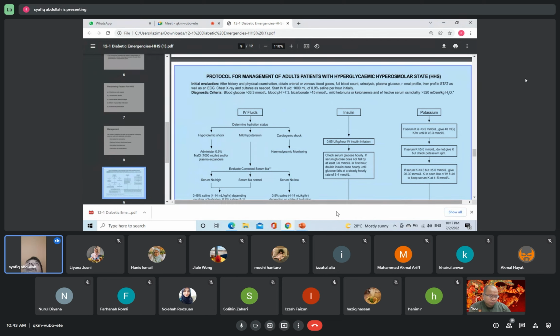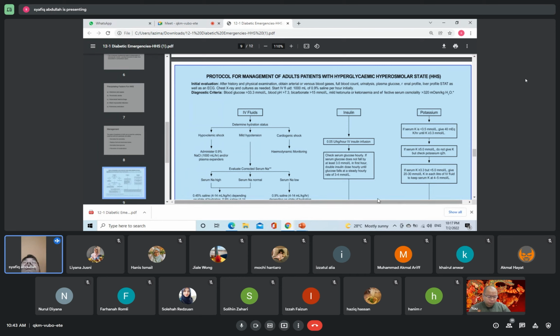This one is the diagnostic criteria, sama macam saya sebut tadi, blood DST 33.3, pH normal, more than 7.3, bicarb more than 15, not like DKA, mild ketonuria and ketonemia, and effective serum osmolality when we count sodium times 2 plus glucose, more than 320 milliosmol.